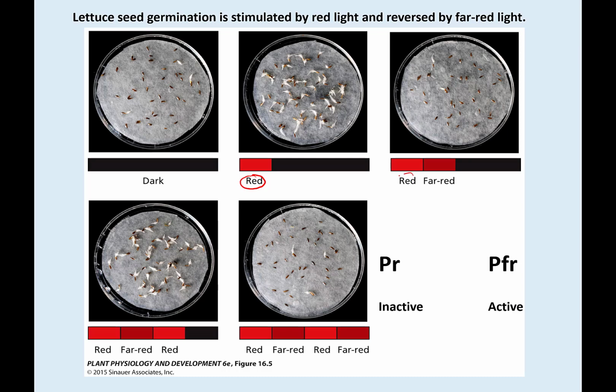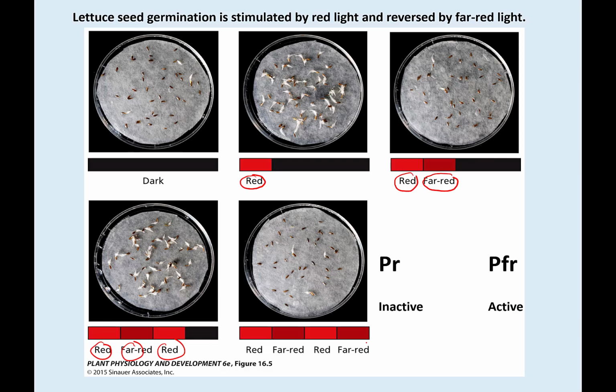If the red light was then followed by far red light, again just for a few minutes, this would reverse the stimulation of germination. So red stimulated, and if the red was followed by far red, it reversed it. Again, if you had red, far red, and red, then it stimulated. And if you continued this with red, far red, far red, then it inhibited.